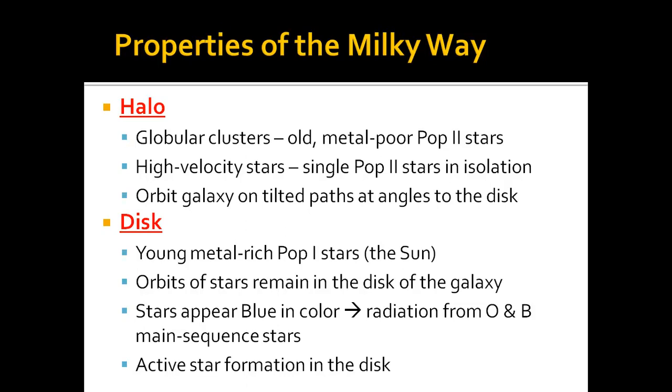So that's kind of in our outer halo. Then we have the disk of the galaxy. That's where our sun lies. The disk of our Milky Way galaxy consists of young, metal-rich population I stars, so a lot of main sequence stars. In the disk is where a lot of star formation is happening. So these are going to have more of our young, hot, blue stars, stars on the main sequence and such.